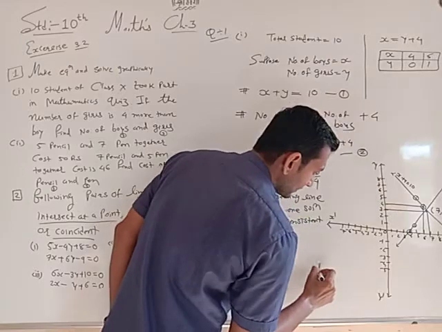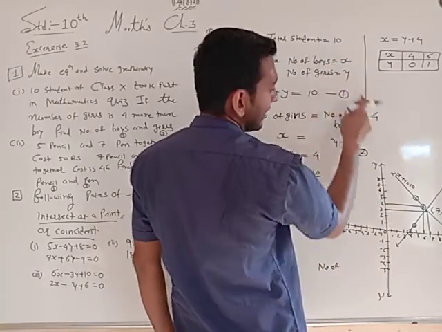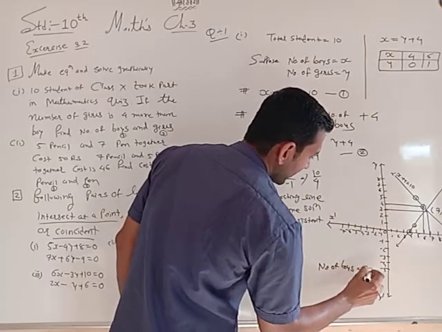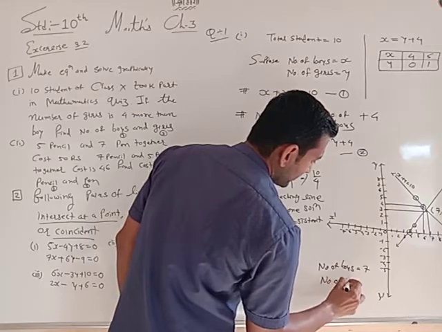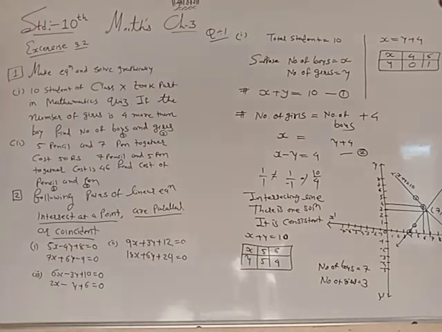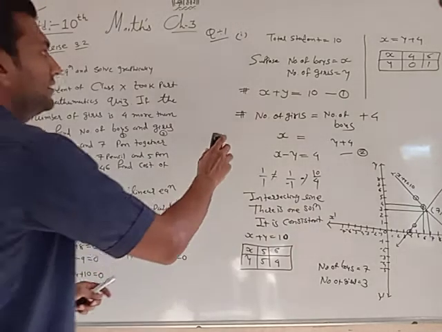So final answer: what is x? x is the number of boys. Number of boys is 7 and number of girls is 3. So in exercise 3.2, the first sum is over. In this sum we made a pair of linear equations in two variables and solved it graphically, and the solution is 7 and 3. Now let us start the second sum. It is also very easy.